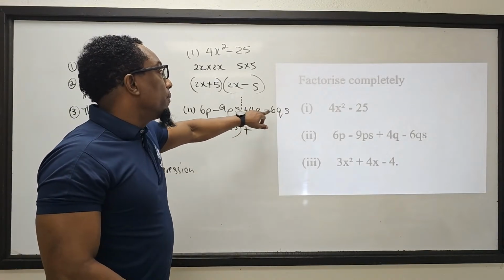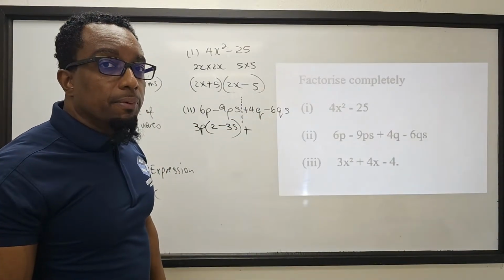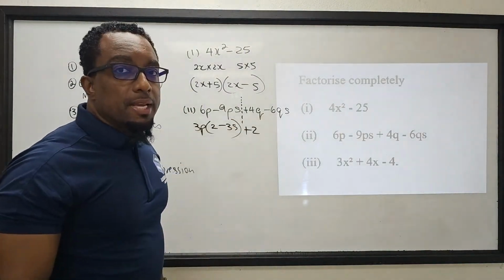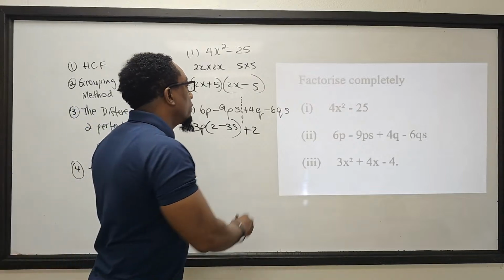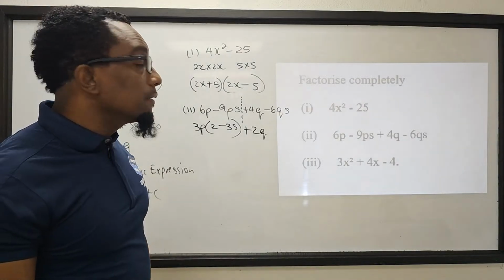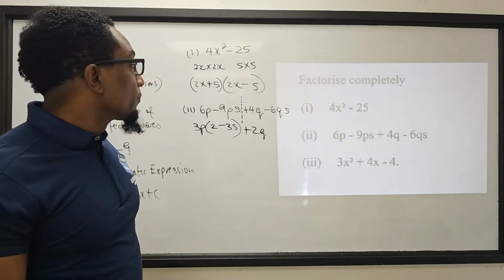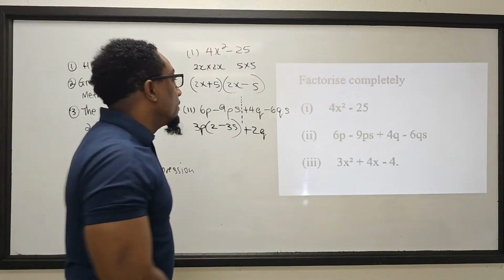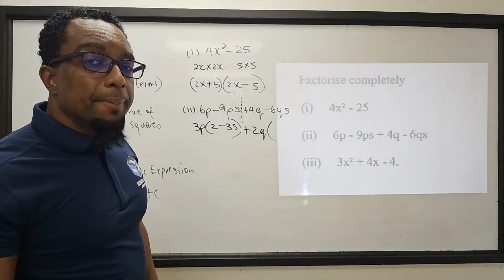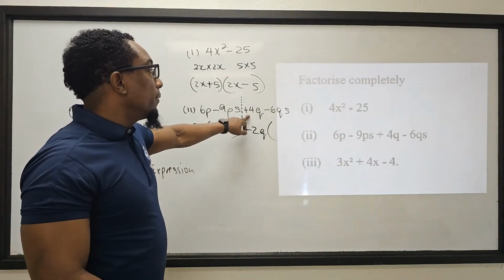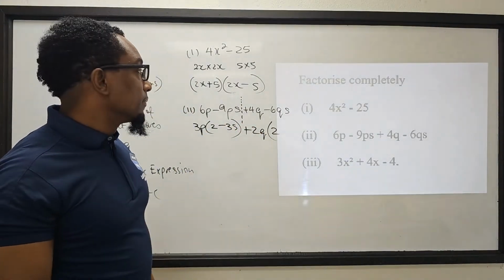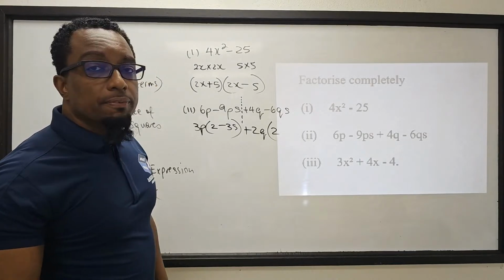Look at your numbers 4 and 6. The highest common factor of 4 and 6 is 2. What else is common to each term in that second pair? Q. So I'm going to take out Q as part of my highest common factor. So my highest common factor of the second pair is 2Q. So now let me divide 2Q into each term of the second pair. So I'm going to divide 2 into 4, it's 2. Q divided into itself, it's 1. So you have 2 when you divide 2Q into 4Q.